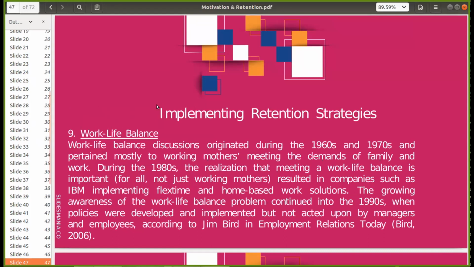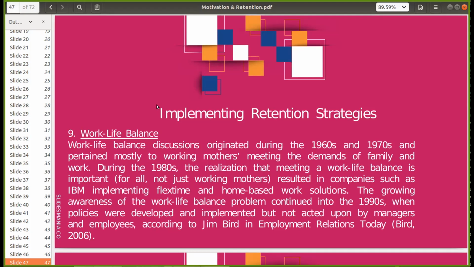Then, work and life balance. So, ito yung kailangan ng mga employees, especially nowadays. Akalain nyo yun, ang work and life balance ay na-discuss na at nag-originate during the 1960s and 1970s and only pertaining mostly to working mothers. Meeting the demands of their family and work. Okay, so during the 1980s, the realization that meeting a work and life balance is important for all, not just working mothers. So para sa lahat na siya.